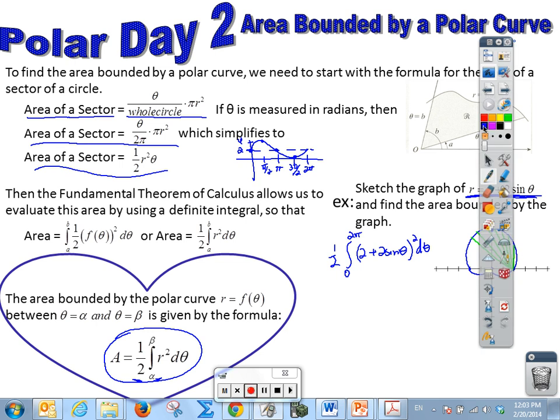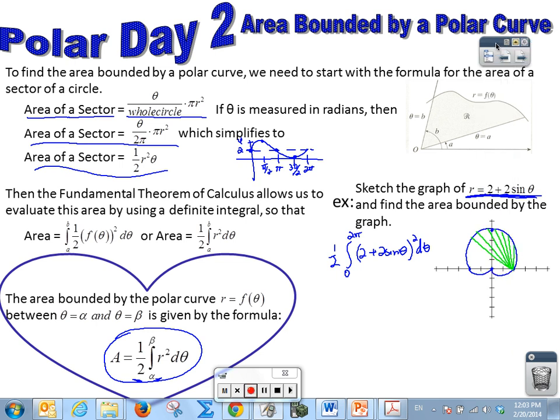Okay, so let's work on our integral. First thing we need to do is FOIL that. So we're going to get 1/2 integral 0 to pi. So that's going to give me 4 plus, what would that be, 8 sine theta plus 4 sine squared. Okay, we're probably pretty happy with the 4 and the 8 sine.